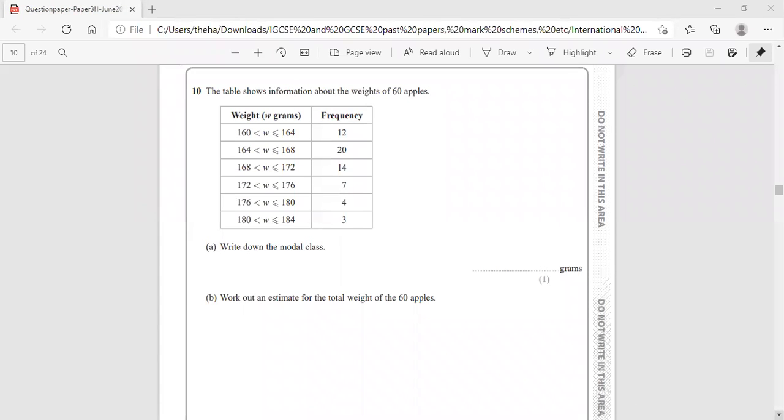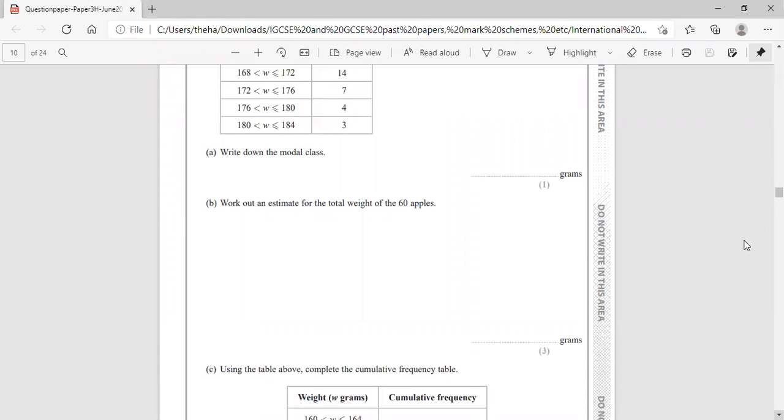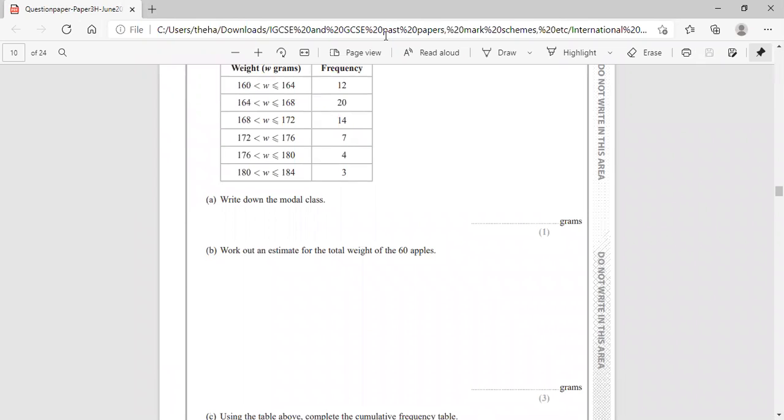Work out an estimate for the total weight of 60 apples. So that's 3 marks. So what we need to do here is do midpoint of the class times frequency, and then just add them all together. So how many different classes have we got? We've got 1, 2, 3, 4, 5, 6 classes. So we're going to have 6 different brackets. So now we can fill them in.